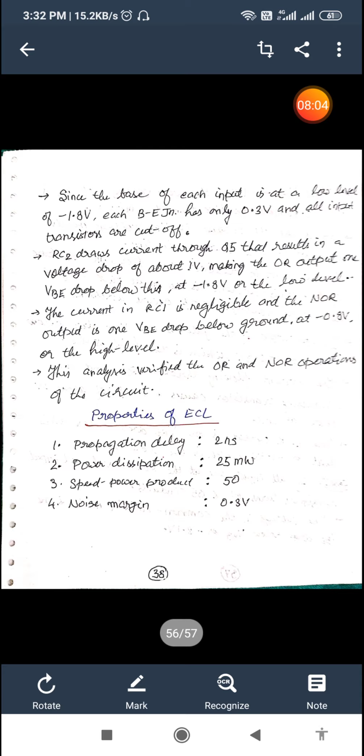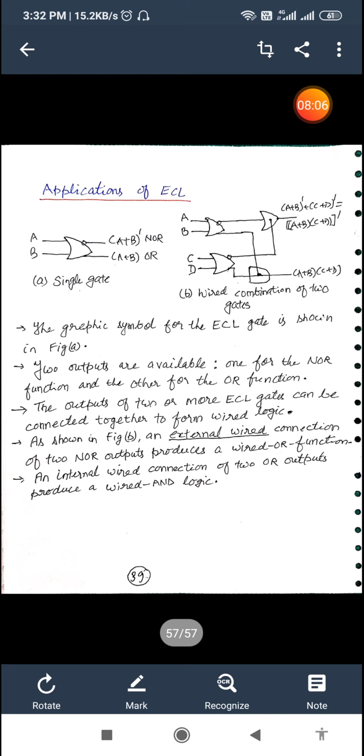Now, we are going to discuss the applications of the ECL. This is the simple application of the ECL. The graphic symbol for the ECL gate is shown in figure A. Here A and B are the inputs. We are getting two outputs, NOR and OR. In the second one, B, a wired combination of two gates is there. The two outputs are available.